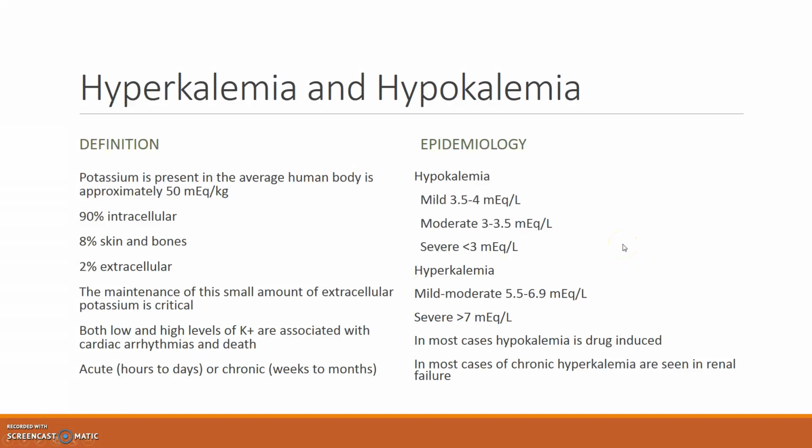Look at these levels of hypokalemia, review these, and hyperkalemia. The mild low potassium is 3.5 to 4, moderate 3 to 3.5, and severe low potassium is less than 3. Hyperkalemia, mild to moderate, is 5.5 to 6.9 milliequivalents, and severe is greater than 7 milliequivalents. In most cases of hypokalemia, they're caused by drugs. It's drug-induced. In most cases of chronic hyperkalemia, renal failure is the cause.